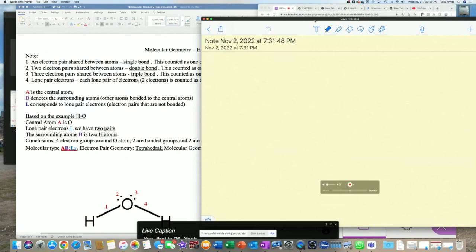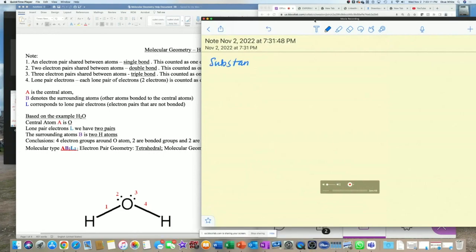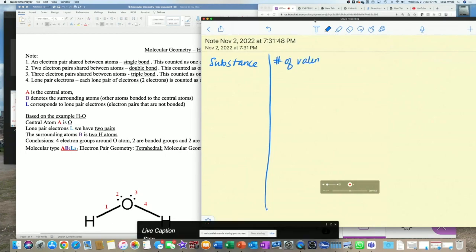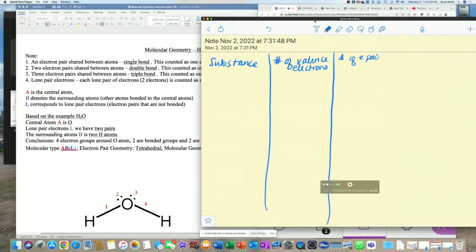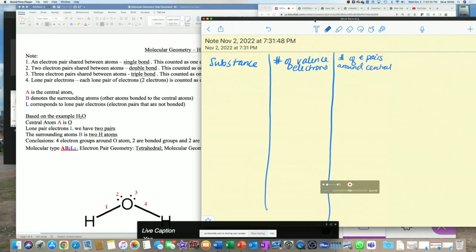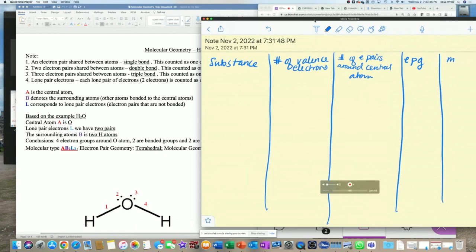Okay, so I'm going to page 27 where we actually have the data table, right? Over there, you're given a substance, so substance, and then I just write here number of valence electrons. I'm trying not to write too much. And then we have number of electron pairs, and this is, of course, around the central atom. And then finally, I'll call this electron pair geometry, so that's the EPG, molecular geometry MG, and then this is molecular type.